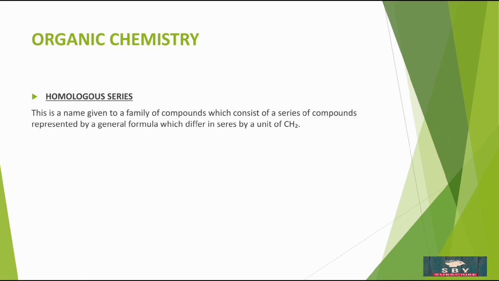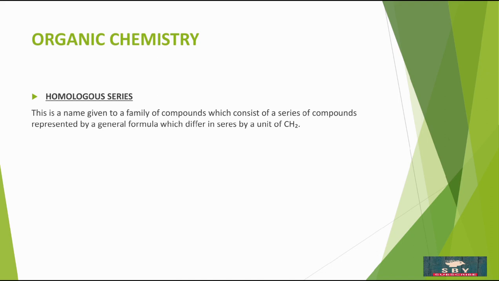So the next thing is a homologous series. When you hear the word homo, it means the same. Homologous series. Now, they are a family of organic compounds. This family of organic compounds have a general formula. This general formula helps us to identify them and also name them. So, the homologous series is given to a family of compounds which consists of a series of compounds. So they have a general formula and they differ in series by units of CH2.